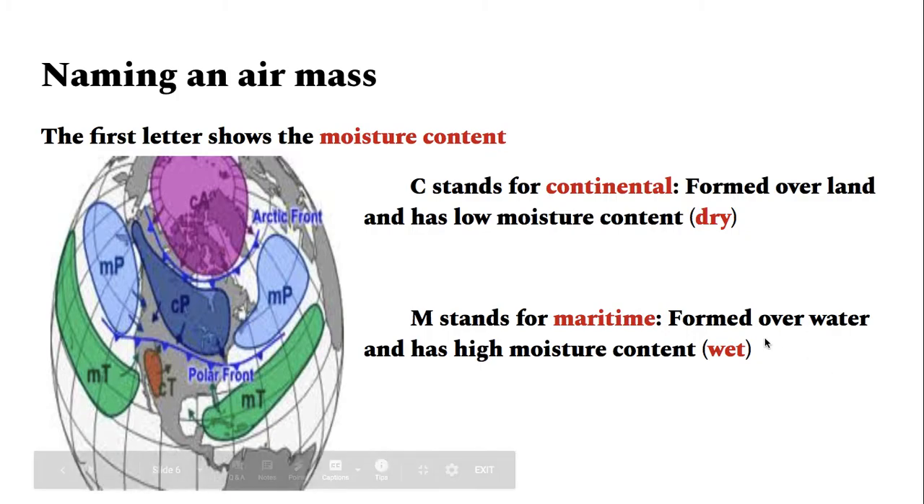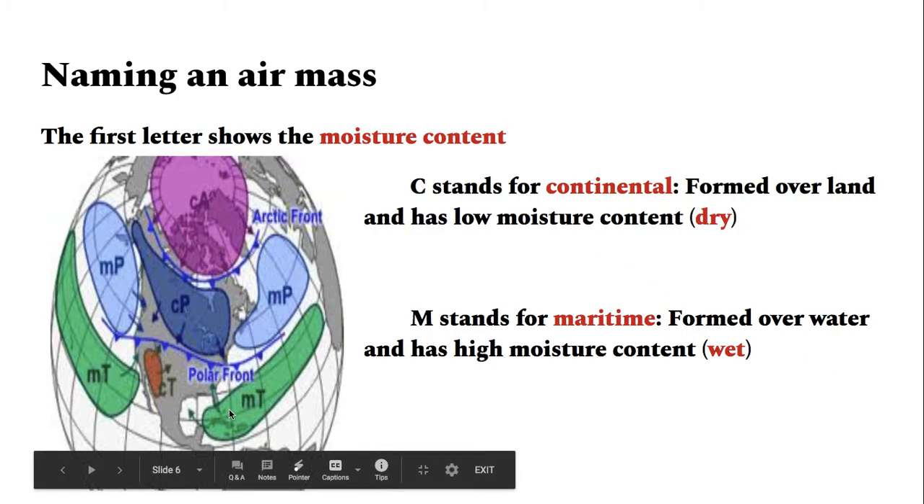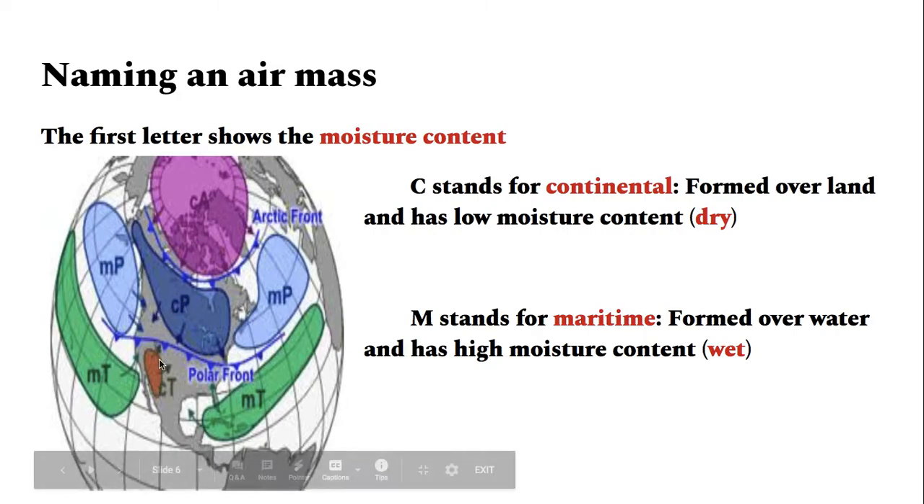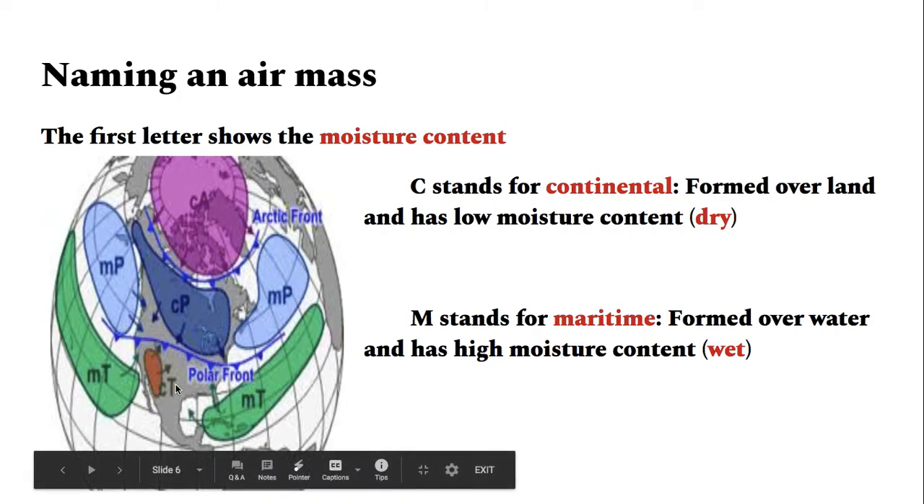Okay? So if I look at my M's, here's my M's, my MP's, and my MT's. All of those are over oceans. All my C's, like my CA up here, here's a CP, here's a CT, they're all over land. Okay, so C is dry, M is wet.